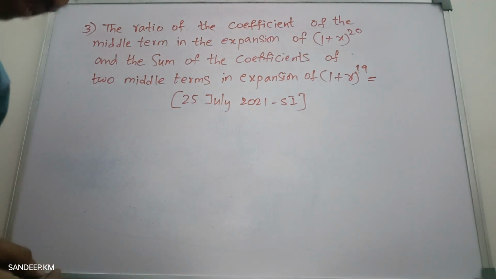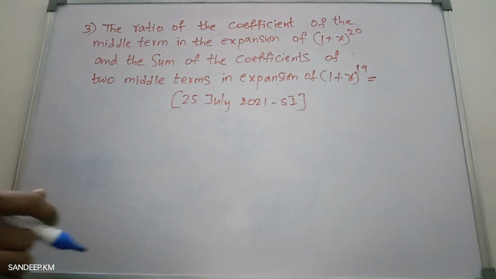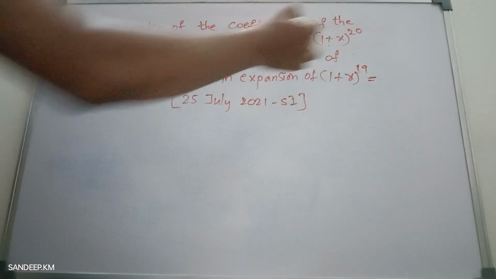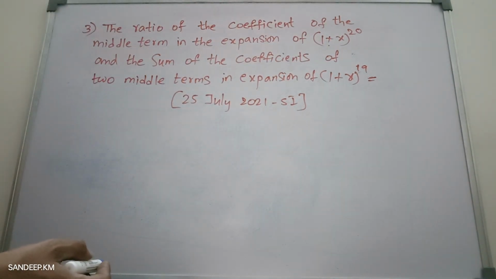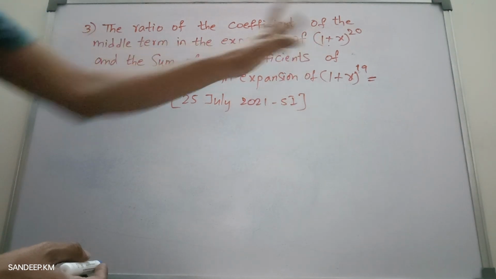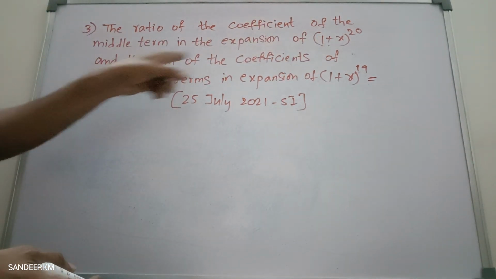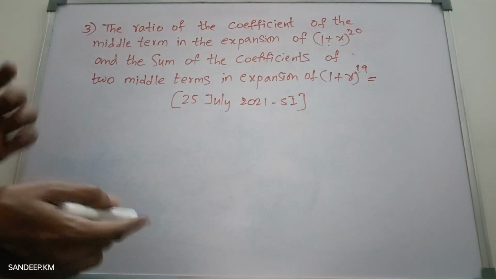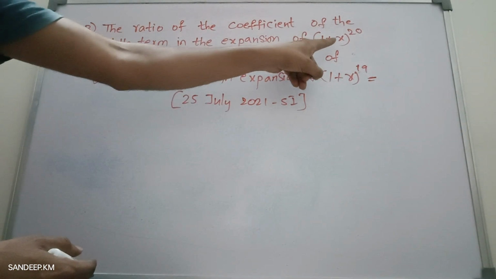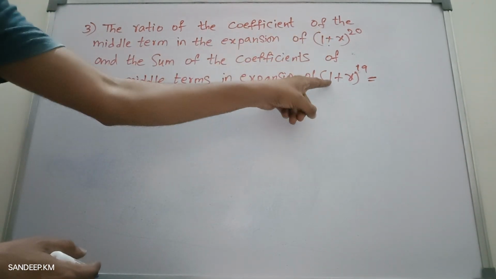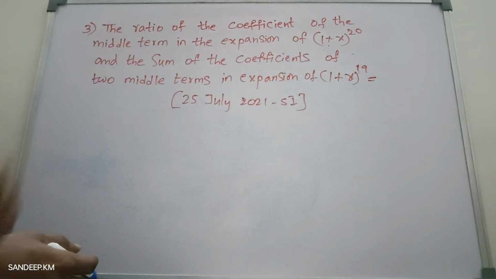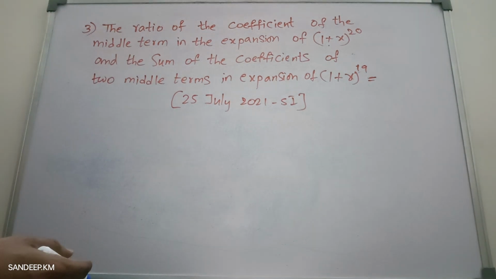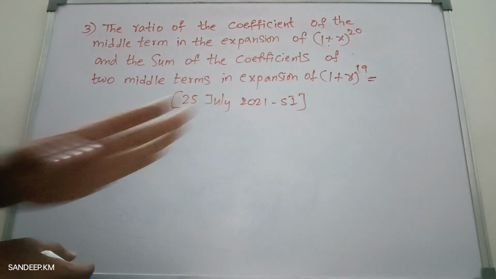Once again, let me say that this is a very easy question. What they told is the ratio of the coefficient of the middle term in this expansion. So find the coefficient of the middle term in this expansion, and then the sum of the coefficients of two middle terms in this expansion. So here you will get the coefficient of one middle term, and here you will get the coefficients of two middle terms. The coefficient of this middle term divided by the sum of the coefficients of these middle terms.